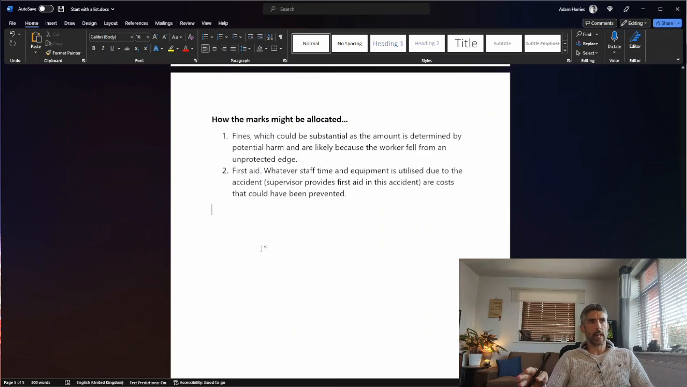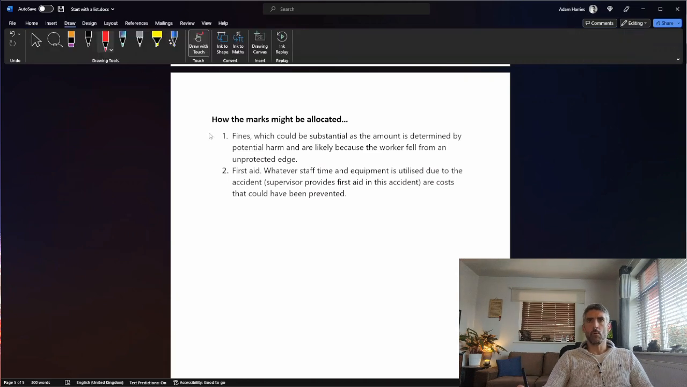Remember what I said at the beginning, that we're going to imagine that this is a 10-point question. I believe there would be a mark available for saying fines, which could be substantial, as the amount is determined by potential harm. So somewhere in there's going to be a mark, and then there will be another mark. This is the thing. This is what is going to get you double the points by using the information from the scenario. You would get another mark by saying that the worker fell from an unprotected edge. You're using information from the scenario.